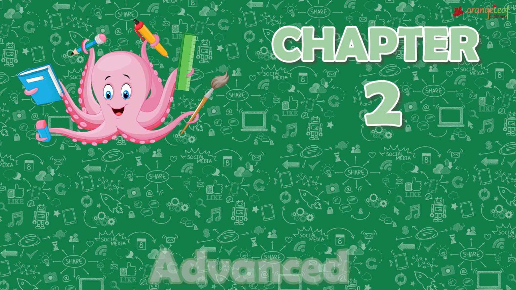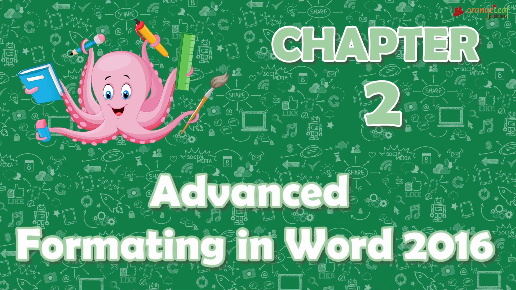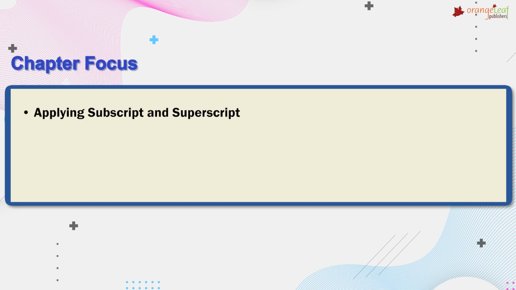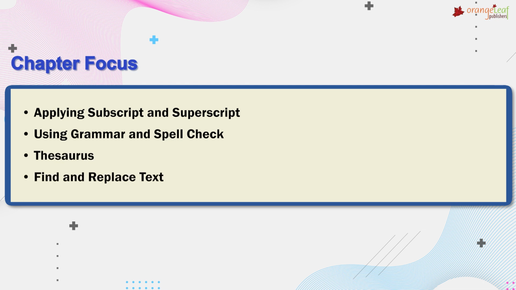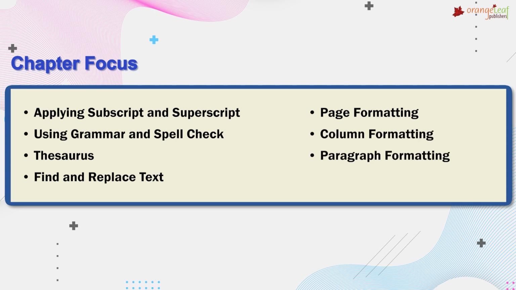Chapter 2, Advanced Formatting in Word 2016. Let's quickly see what we are going to focus on in this chapter. Applying subscript and superscript. Using grammar and spell check. Thesaurus. Find and replace text. Page formatting. Column formatting. Paragraph formatting and mail merge.